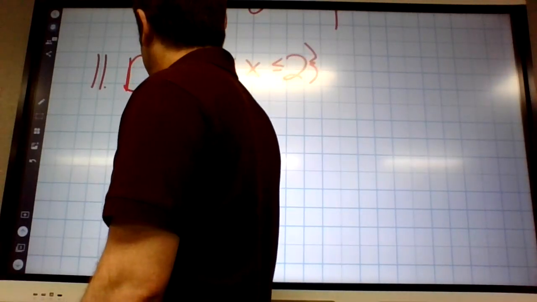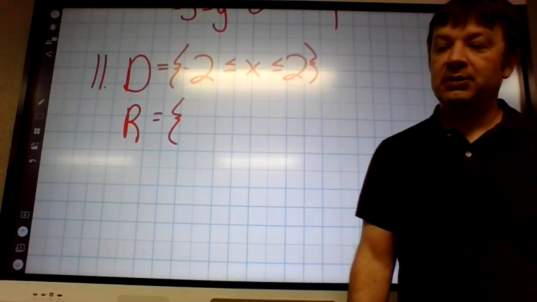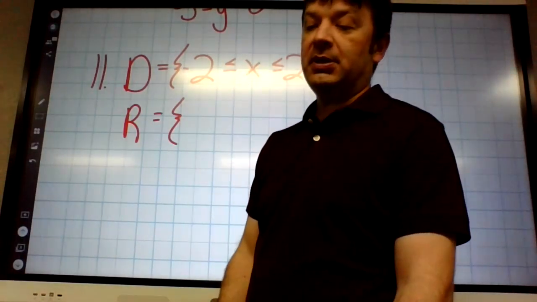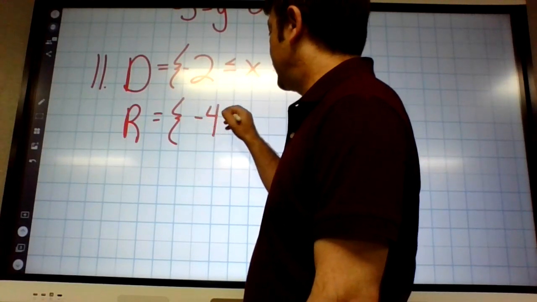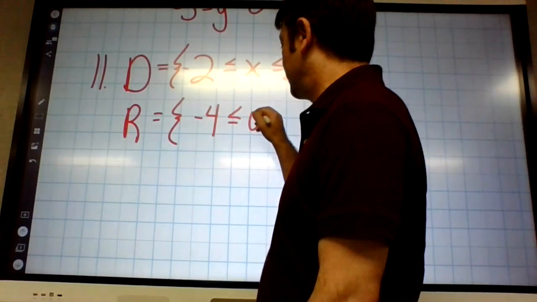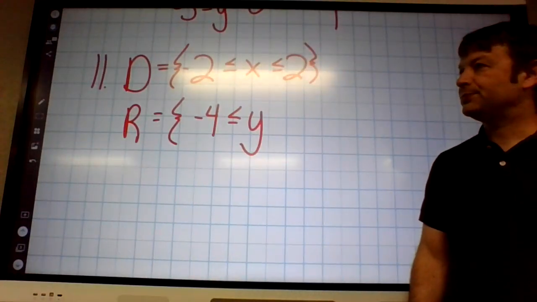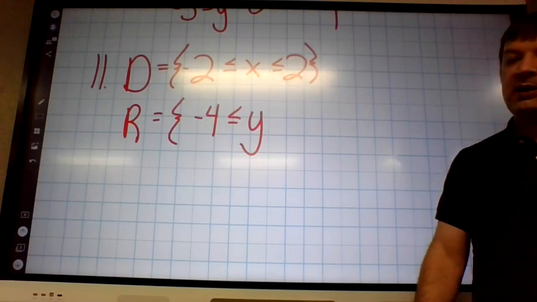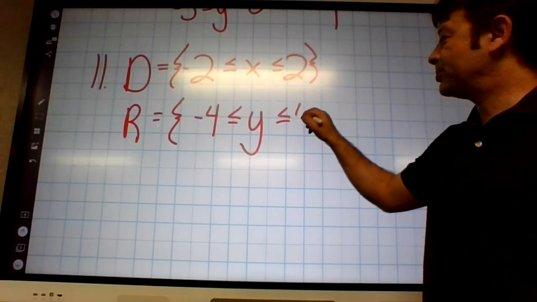Okay, on range, it's the y values, so we've got to think about up and down. So let's start down. How low does the graph go? -4. And that point is included, so -4 is less than or equal to y. Then how high does the graph go? Up to +4, and that point is included.